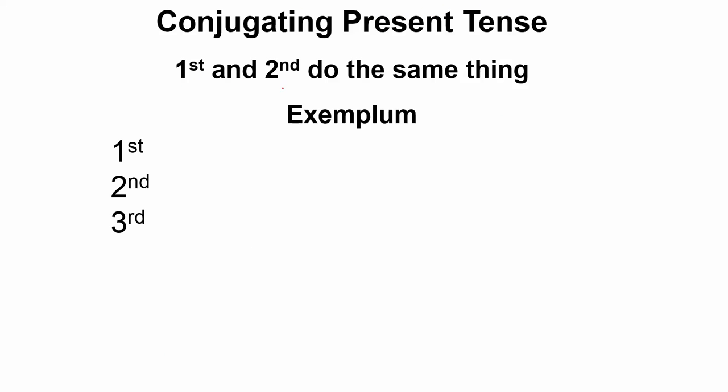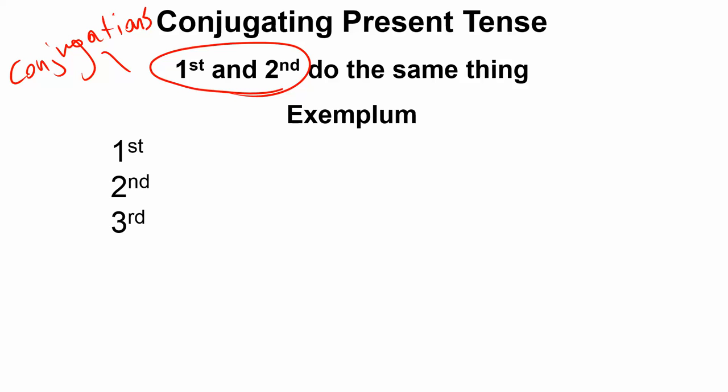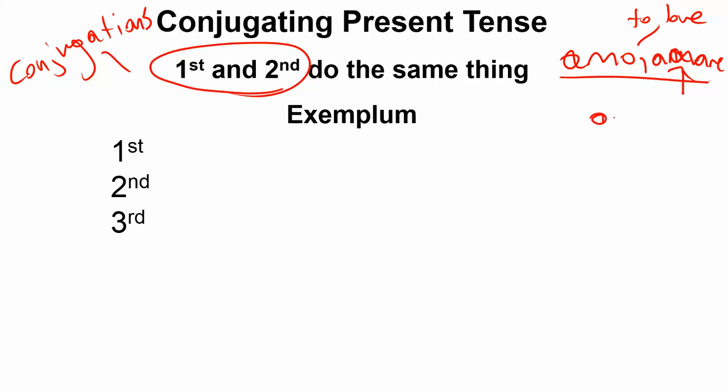Well, I'm going to show you what to do for first and second conjugations. We're going to focus on those two and learn about third and fourth next time. First and second conjugations do the same thing. The example I'm going to give you is amo, amare, which means to love or to like. So remember, we go to the dictionary entry, to the second part, or the infinitive. I take amare, get rid of the re, and then I've got my stem.